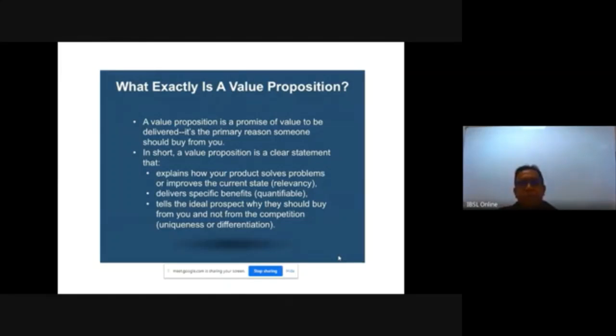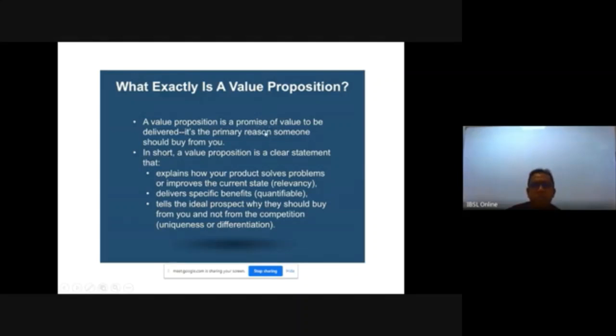So, end of the day, the positioning comes with the value proposition. As we said, the customer should feel some value about the differentiation factor you communicate. Say value proposition is a promise of value to be delivered. It is the primary reason someone should buy from you.